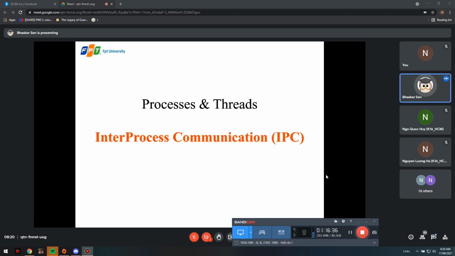Because we know involving the kernel at every stage will slow down the speed, the performance. So we have a mechanism here that is called inter-process communication, where the two processes trying to acquire a particular resource constantly keep sharing some information among them.